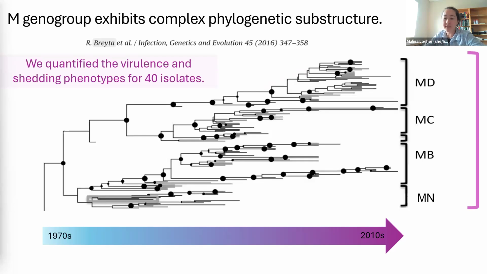So for this next study, we selected an additional 30 isolates among these different branches within the M genogroup to fill in the temporal gaps of our original array of isolates, from about 1972 to 2019 was our range. And we carried out virulence and shedding assays in the same methods as we had used previously to be able to compare isolates to each other.